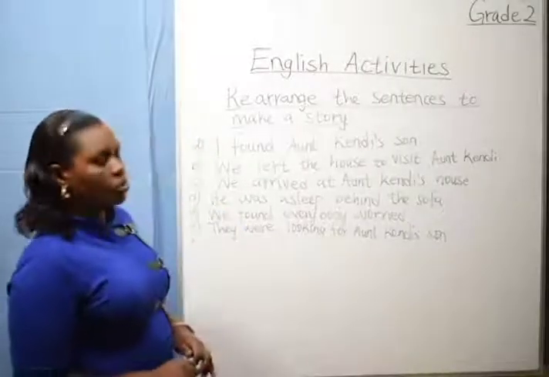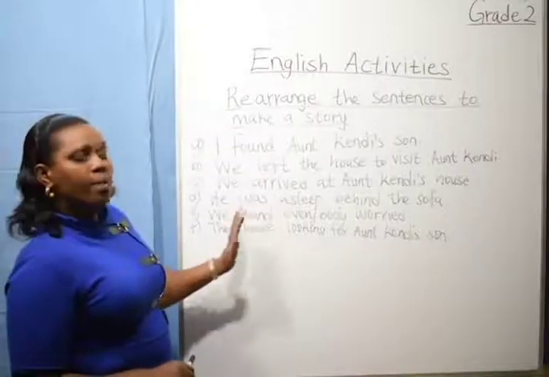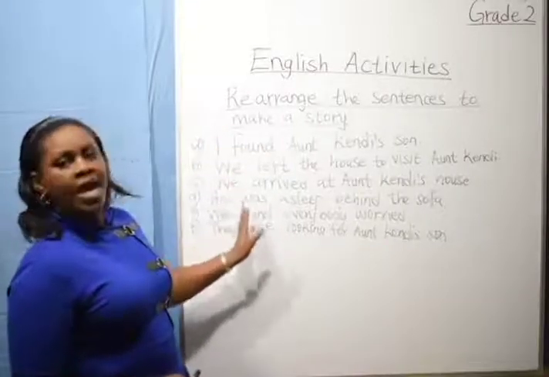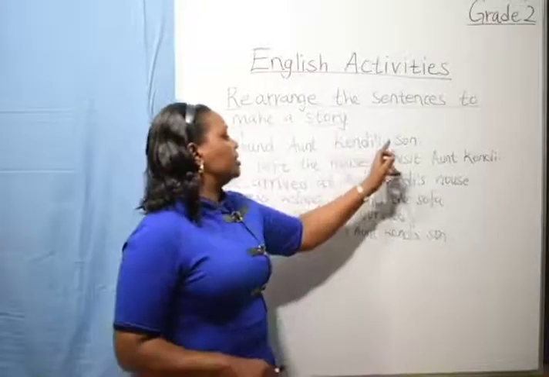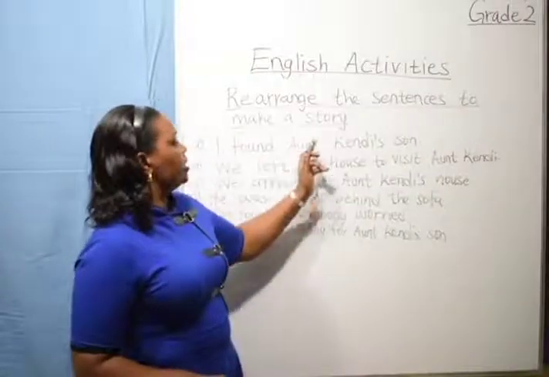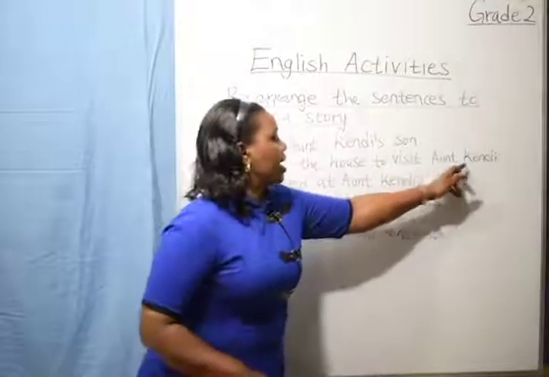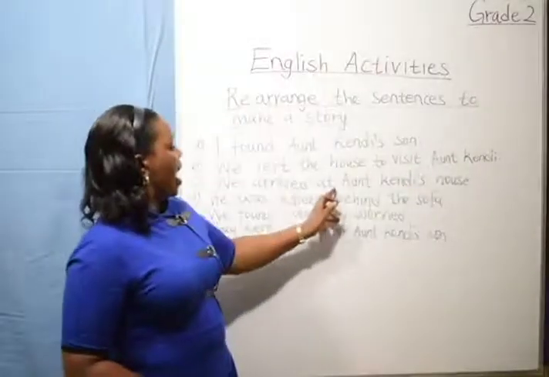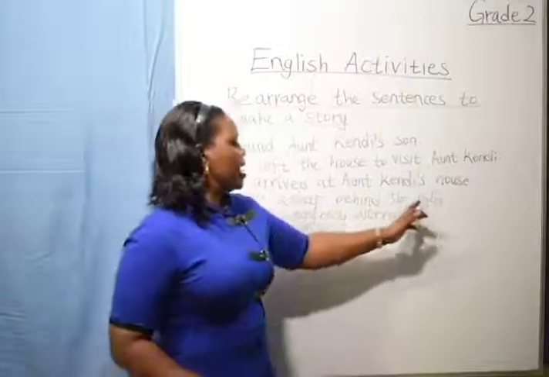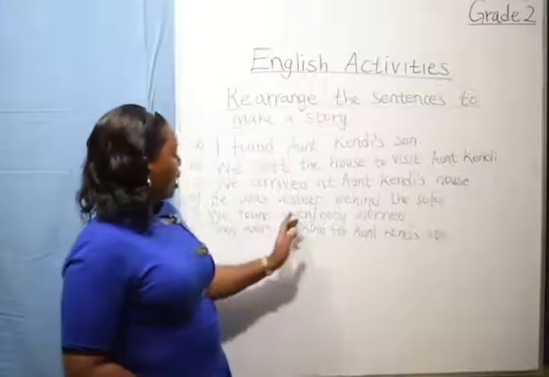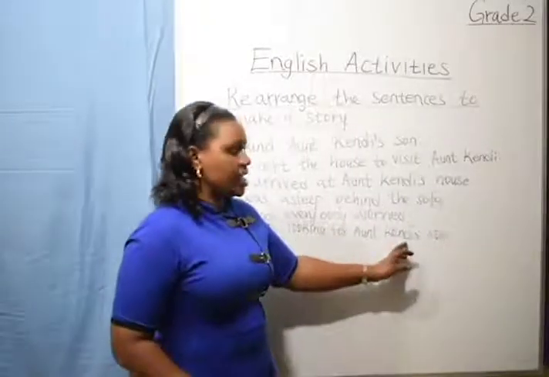Now, in our lesson today, you are going to rearrange these sentences to make a story. But before we do that, I want us to read the sentences. The first one: I found Aunt Candy's son. We left the house to visit Aunt Candy. We arrived at Aunt Candy's house. He was asleep behind the sofa. We found everybody worried. They were looking for Aunt Candy's son.